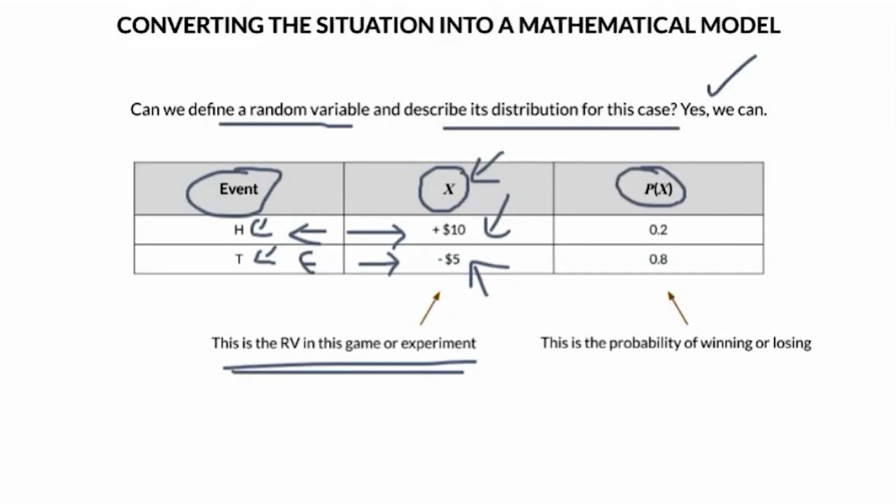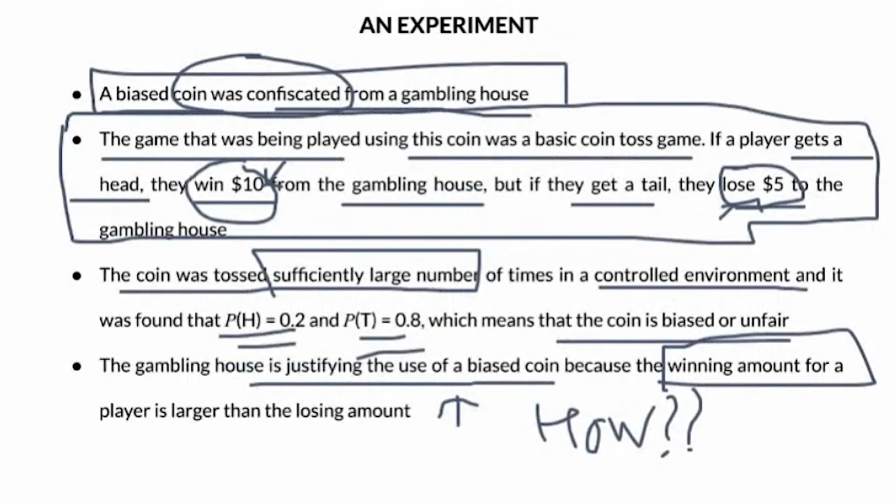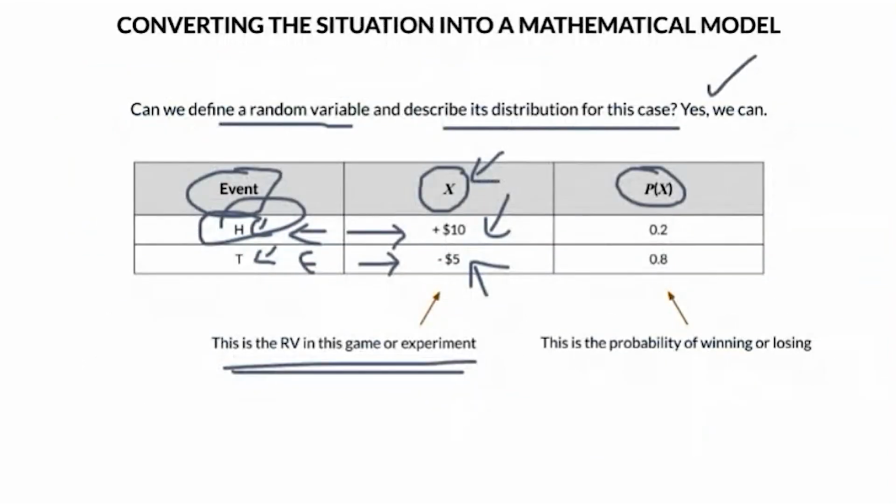What is the probability mass function for this x? For heads, we know the theoretical probability. Note that I've written here: a sufficiently large number of times we have tested this coin and we have observed P of H equal to 0.2 and P of tails equal to 0.8. So these are theoretical probabilities. Okay, so for the head, it is 0.2.